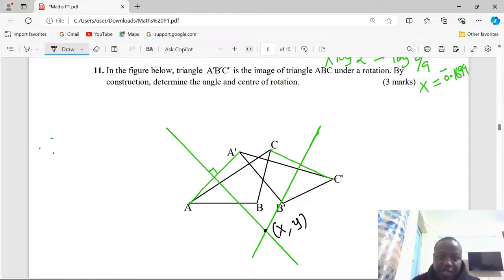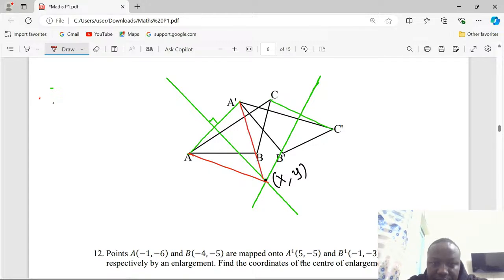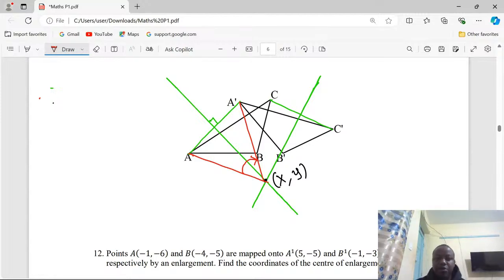So the angle of rotation, for us to get it, we need to connect A to the center, and also A prime, the image of A, to the center. Once you join them, you can check the turn, because we rotate A about the center to get A prime. You discover that we are turning in the clockwise direction. Now that we are turning in the clockwise direction, the angle is negative.